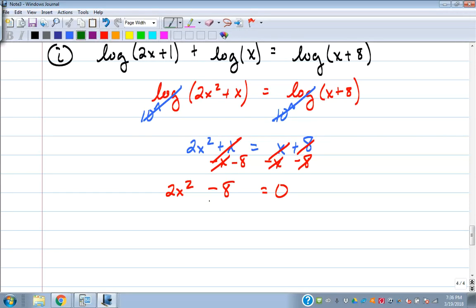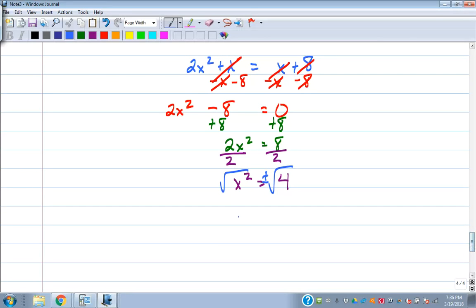So I'm going to do that. I'm going to add 8 back. And then I'm going to divide by 2. And that works real nice because now I got 4. And I know how to take the square root of 4 pretty good. What's the square root of 4? Plus or minus 2. We got 2 answers. We got x equals positive 2 and x equals negative 2.